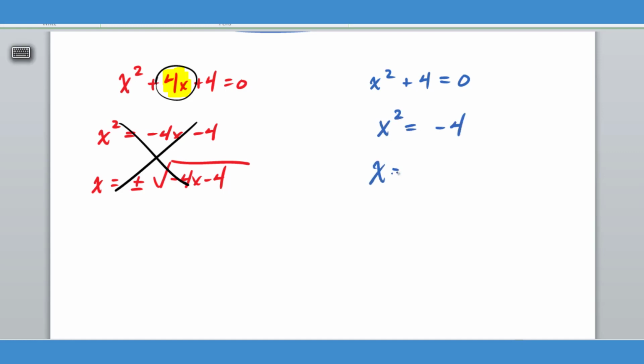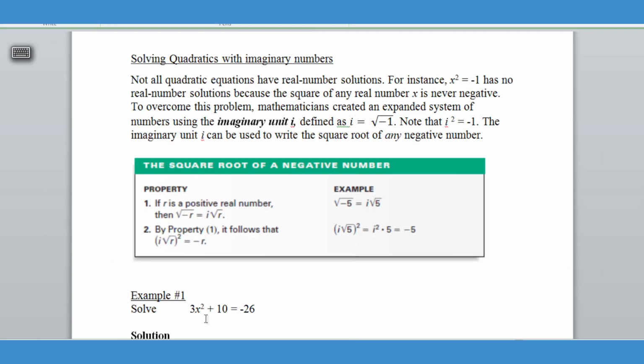And so then we end up with this situation right here, plus or minus the square root of negative 4. And of course, if you were to punch this into your calculator, you would get an error, and it would basically say that there is no real number that when multiplied times itself is going to give you a negative value. And so we need a mathematical way to deal with the square root of a negative number. And so that's where we come to the next part in our notes.